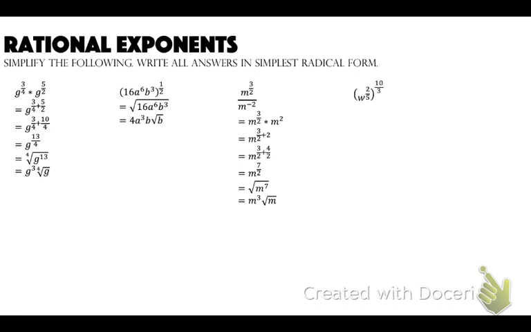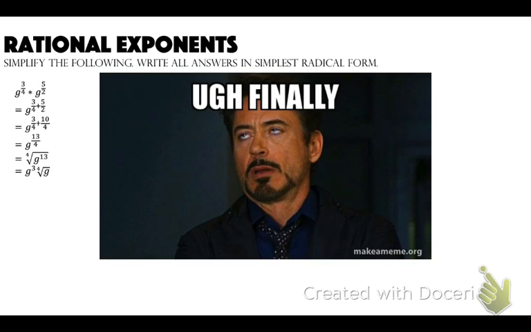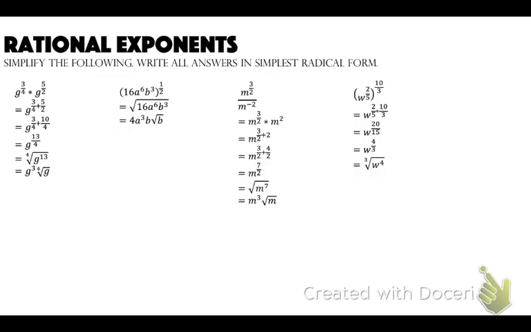This one, so if we have an exponent raised to an exponent, you multiply those. So that's the same as 20 over 15, which is 4/3, and then we can rewrite that as the cube root of w to the 4th. Almost finally, we can pull out a w there. So this would be w cube root of w.